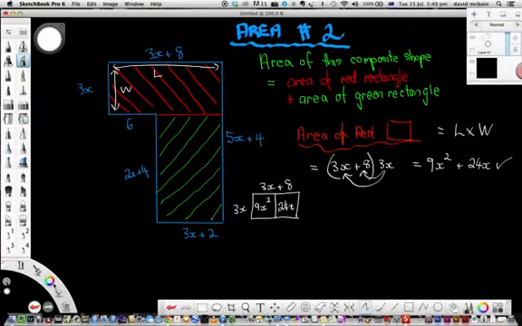Okay, so you might want to pause the video now if you had problems with it. Now that you've seen how we've done the red one, you might want to see if you can do the green one on your own.